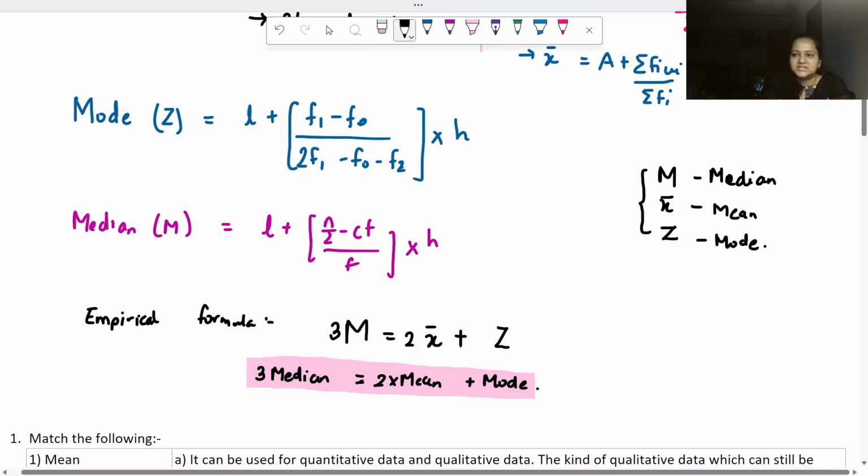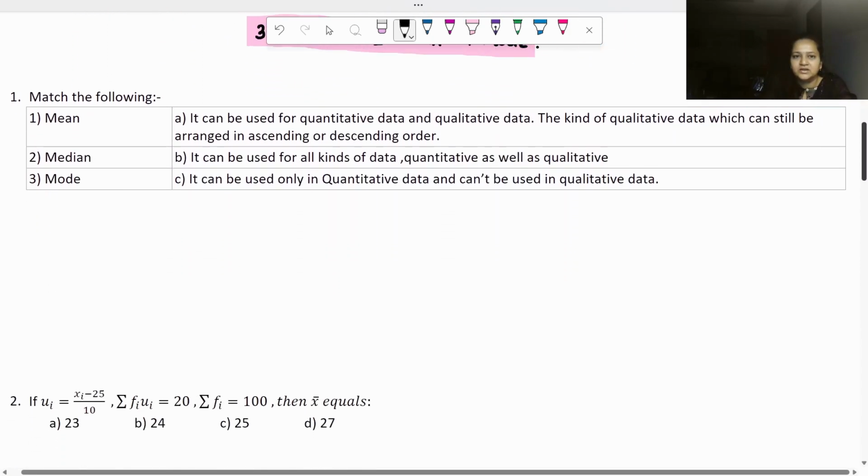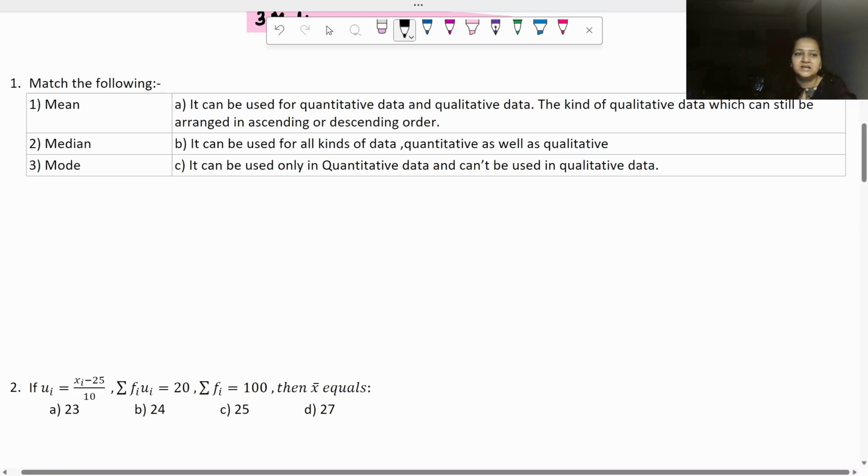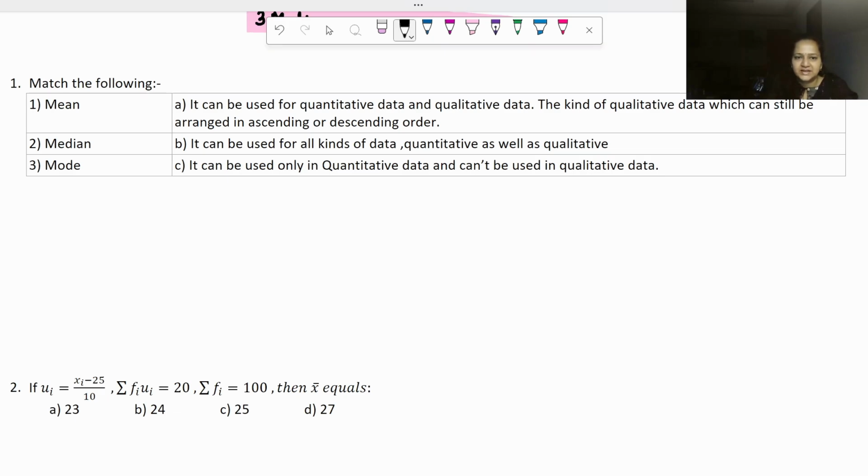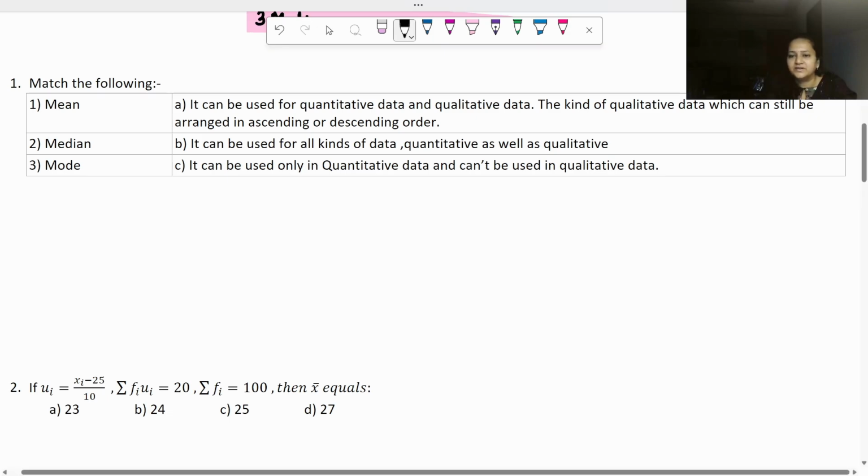Okay, so with this much of understanding, let us start with the first MCQ, which will clearly tap on your basic understanding of the concept. Let's see what the match the following says. On the right hand side, we have the definitions. It can be used for quantitative data and qualitative data, the kind of qualitative data which can still be arranged in ascending or descending order. The second is it can be used for all kinds of data, be it qualitative or quantitative. And third is it can be used only for quantitative data and cannot be used in the qualitative data, right?